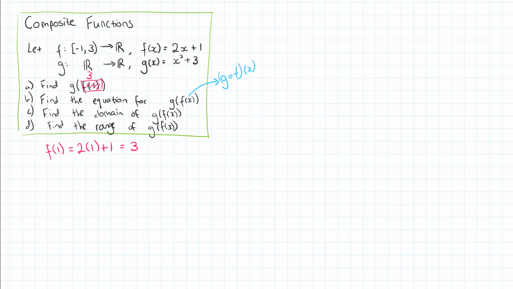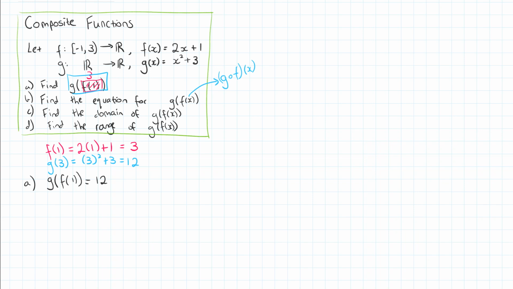So to now evaluate the rest of it, to now do this part, we just do g of 3. So everywhere we see x in g, we substitute 3. So 3 squared plus 3, 9 plus 3, 12. So to answer the whole question for part A, g of f of 1 was equal to 12. This part here was equal to 3, and then g of 3 was equal to 12. So that is part A done.